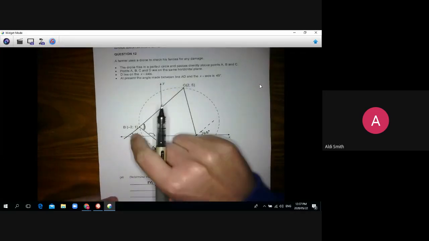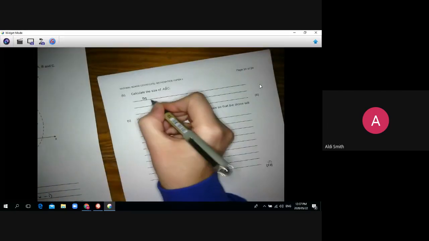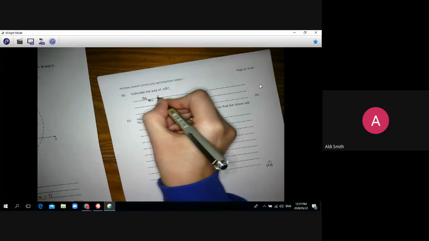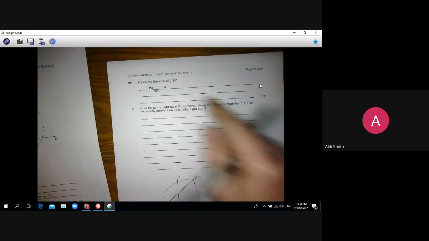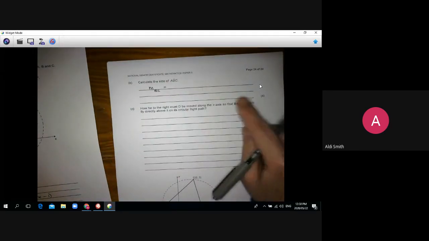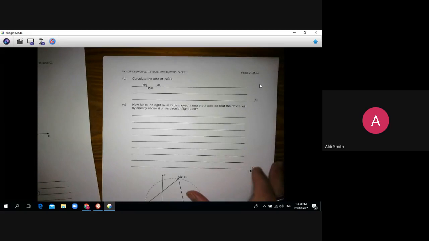We need the gradient of BC and we need the gradient of AB. So the gradient, I never know why they give you so little space if it's out of 4 marks. I mean, they're giving you 3 lines to do a question that's out of 4. But anyway, good luck with end of the year in space.